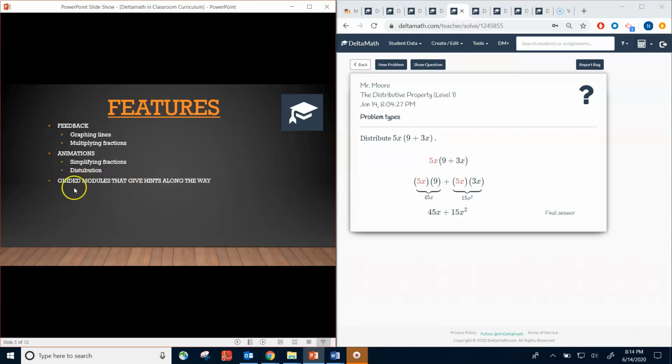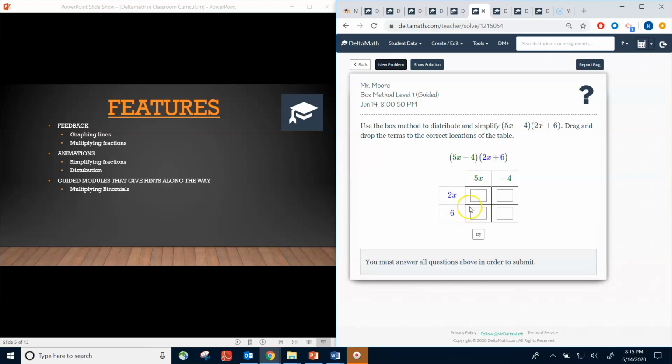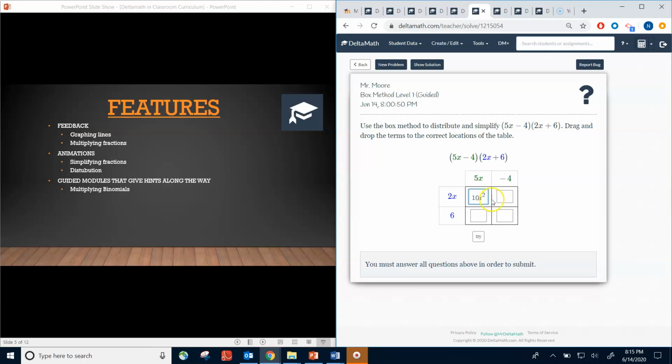Another great feature is that it shows guided modules that give hints along the way. For instance, here, if we're trying to look at the box method, which is multiplying binomials. So it's already kind of set up. In this one, it just wants us to drag them in, so that way we can start to set this up. This is just a useful tool for those who are teaching multiplying binomials, and then kind of separates it. So we can go, okay, 2x times 5x, well, that would be 10x to the power 2.